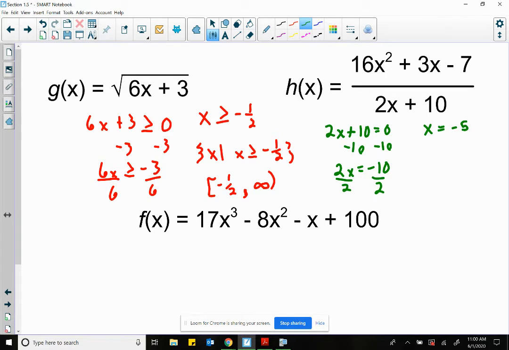We do not like negative 5. We like everybody else but negative 5. Remember, don't touch the numerator. The numerator's fine the way it is. It's all about the denominator for rationals.